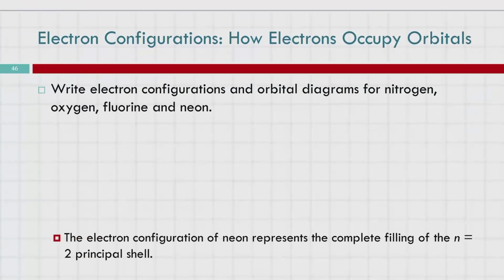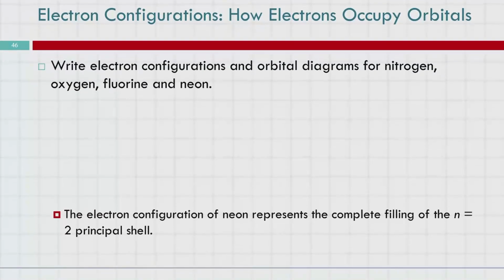Let's do some more electron configurations. We're doing them for the sequence of nitrogen, oxygen, fluorine, and neon, and so these are all going to go pretty quick once we've got the first one down. How many electrons does nitrogen have? 7. Nitrogen has 7 electrons. So nitrogen, 7 electrons. I'm going to actually write the electrons on the side.